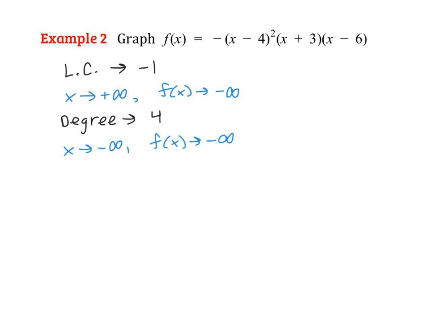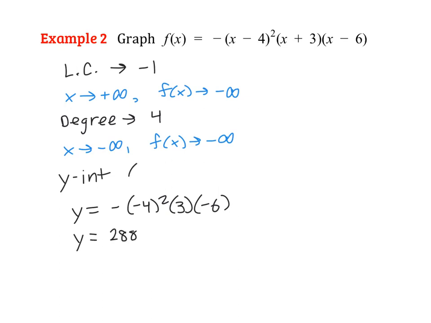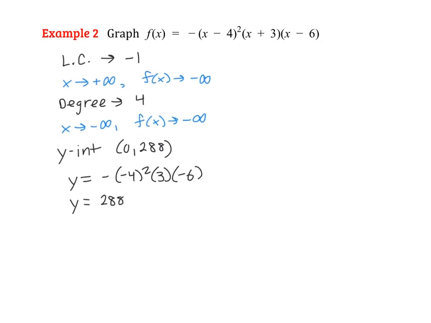Now I need to find the intercepts. So let's start with the y-intercept. So if I set x equal to 0, we get y equals negative, and then here we have -4 squared times 3 times -6. So you can see I just replaced all of my x's with 0. So if you multiply this out, we actually get y equals 288. So our y-intercept is at 0, 288. So again, we're just going to do a really rough sketch of this. It won't be drawn to scale, so don't worry about a really large y-intercept.